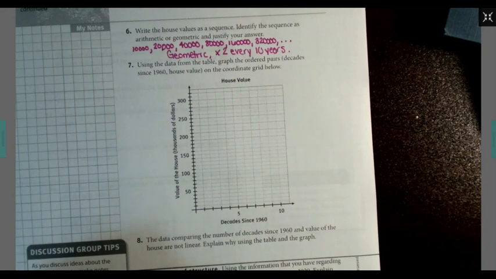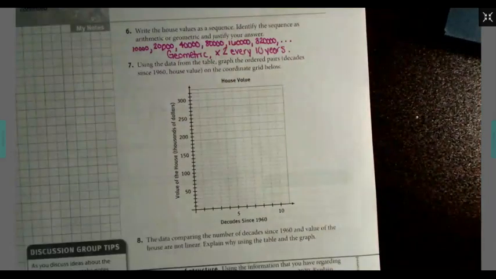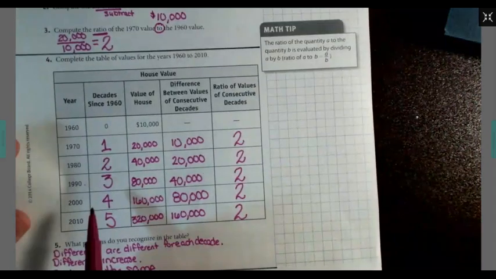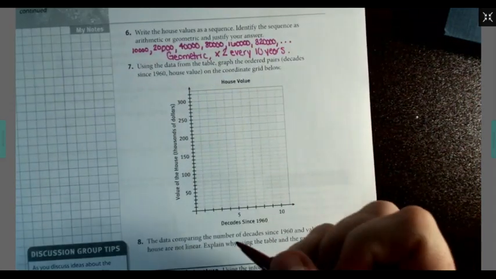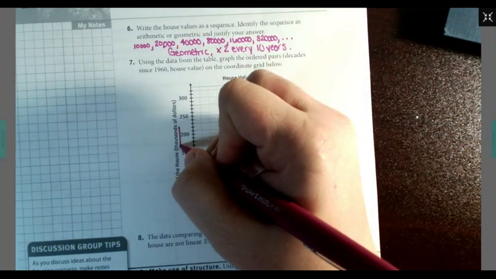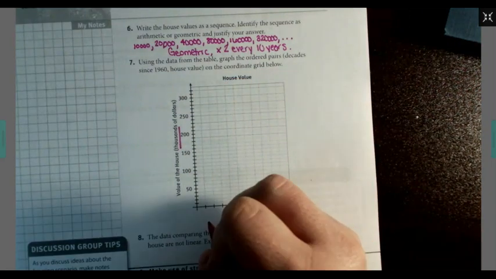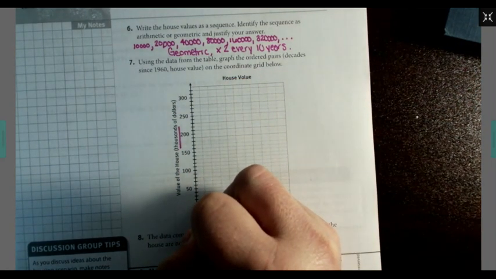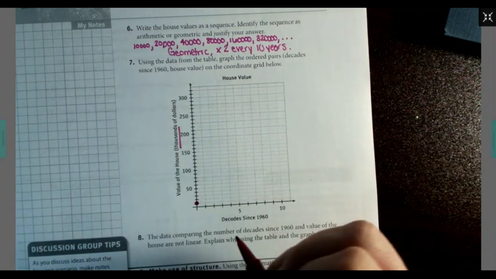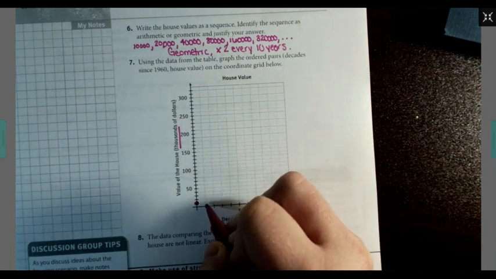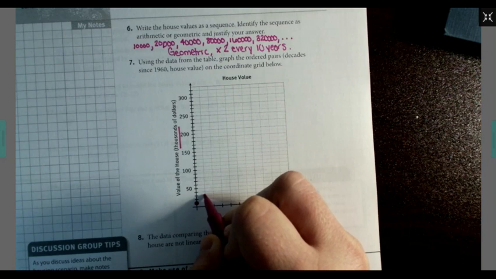Using the data from the table, graph the ordered pairs as decades since 1960, comma, the house values on the coordinate grid below. So, 0 decades would be at 10,000. Now, these are values of thousands of dollars, so keep that in mind. So, at 0 will be at 10. At 1 decade, we would be at 20.